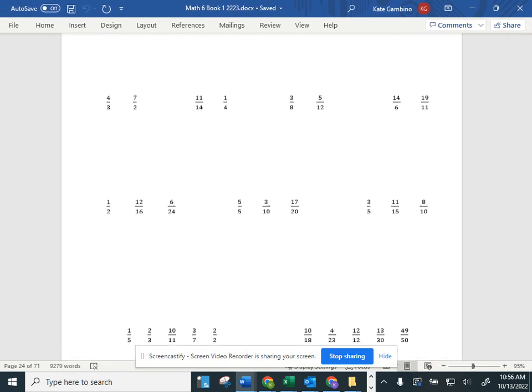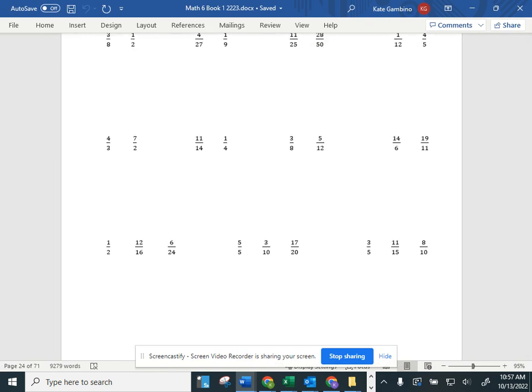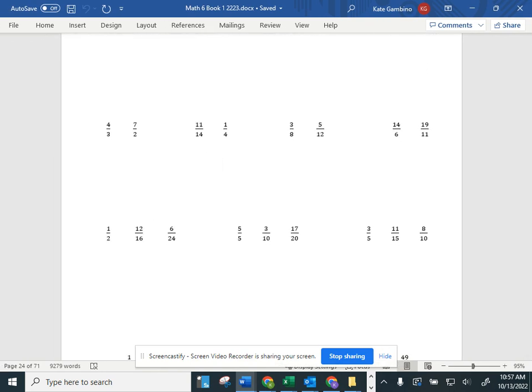And that's it for our page. Using our knowledge to put our fractions in order. Any questions? Feel confident using our 3 objectives to work with our fractions?